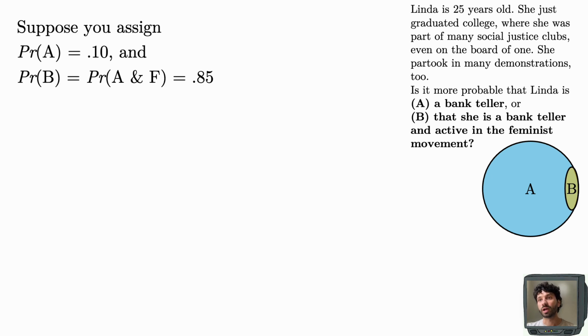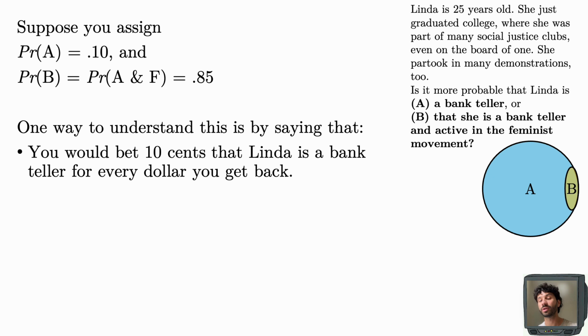Now, one way to formalize this is that people might assign a lower probability to A and a higher probability to B. That's the mistake. Remember that B here is A and F, from the graph of last time. Now suppose that you assign a probability of 0.10 to A and 0.85 to B. Remember also that one way to understand this is by operationalizing our beliefs as betting behavior. So assigning 0.10 to A and 0.85 to B means that you'd bet 10 cents that Linda's a bank teller for every dollar you get back.